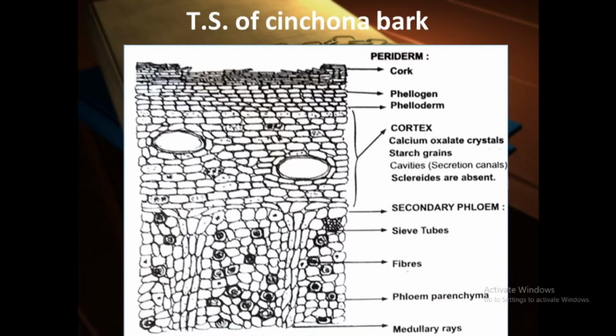The medullary rays are another important microscopic characteristic. These medullary rays in the cinchona bark are 1 to 3 seriate, and these extend up to the cortex cells. And these medullary rays also contain starch grains, the most important thing. So starch grains are present in the medullary rays as well as in the cortex of cinchona bark.